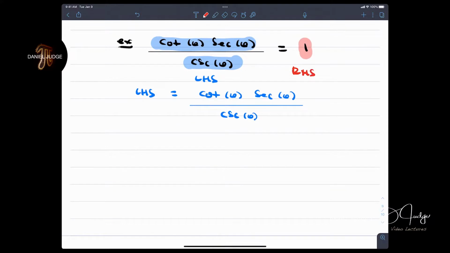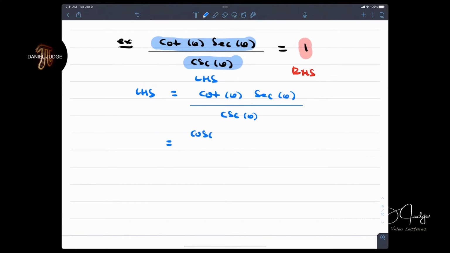So I'm starting with the more complicated side. Okay. I have to show that the left-hand side, which is cotangent theta, secant theta, over cosecant theta, is equal to 1? And the answer is yes. We have to show this. All right. Now, this looks pretty complicated. I don't know what to do. I'm going to use, ladies and gentlemen, cotangent theta, the identity.